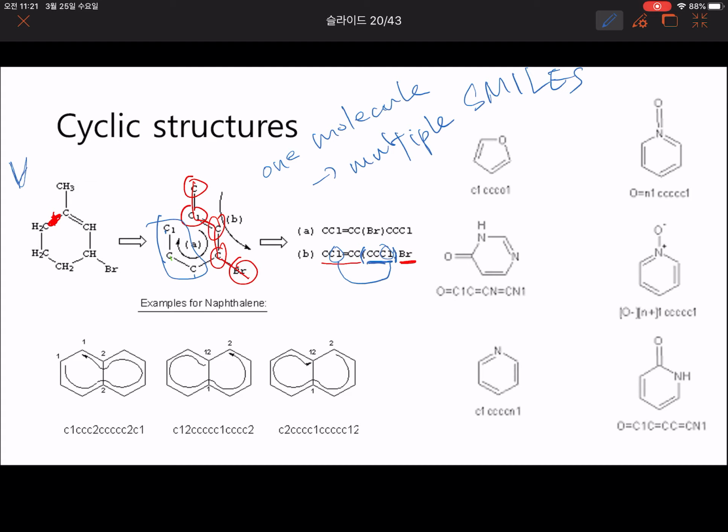Then let's look at the example of naphthalene. Naphthalene can be written in several ways. If we start from here and follow this line, it is written like this: C1, CCC2, CCC2, C1. And these C2 and C1 are actually connected, right? Also, this can be written like this. If you think that this is the start, and you go around this, then this carbon should be connected with this one, right?